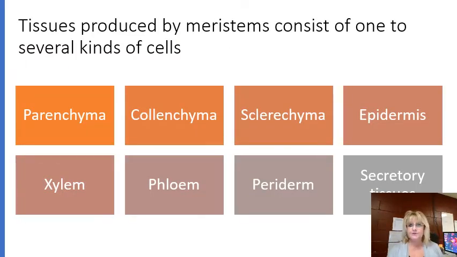The tissues that are produced by the meristems consist of one to several different kinds of cells. These first three words are some of my favorite words in the entire English language: parenchyma, collenchyma, sclerenchyma. Then you have your epidermis, your xylem, your phloem, the periderm, and the secretory tissues.